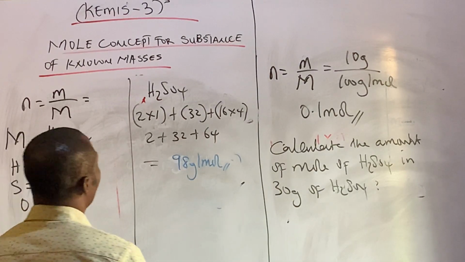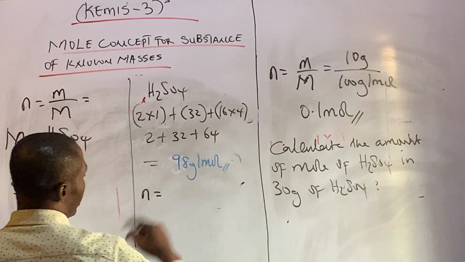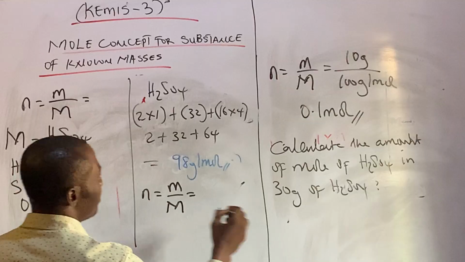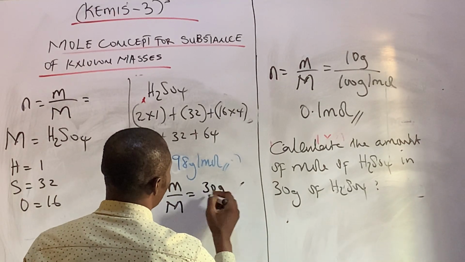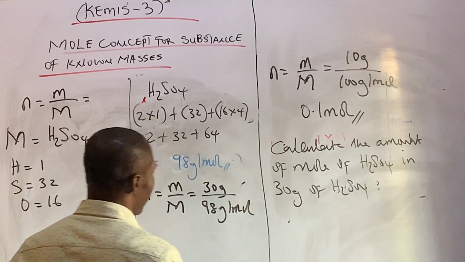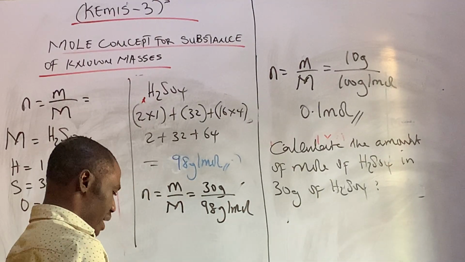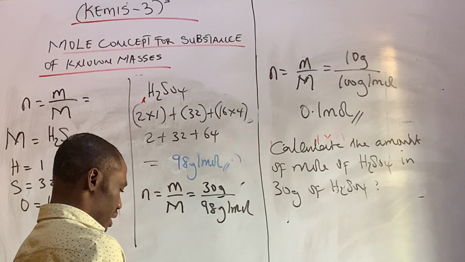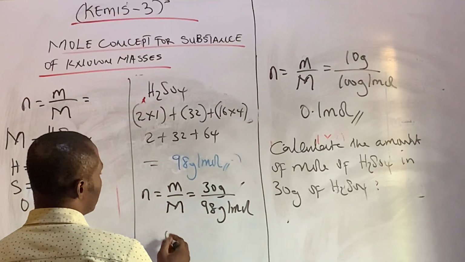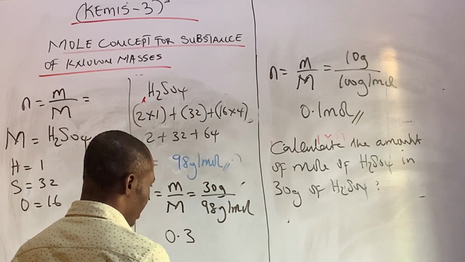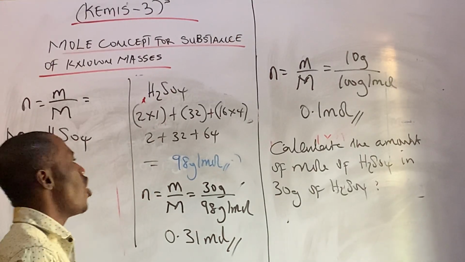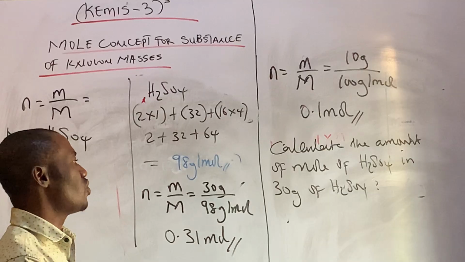So now, when we have this, number of mole, or the mole, is equal to mass over the molar mass. Now, what's the mass there? The mass we have here is 30 gram. So we're dividing by the molar mass, which is 98 gram per mole. So our answer will become 30 divided by 98. 30 divided by 98 will give me 0.306. So I can approximate to 0.31 mole.